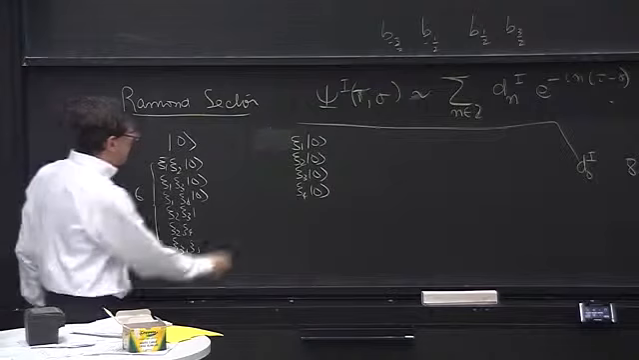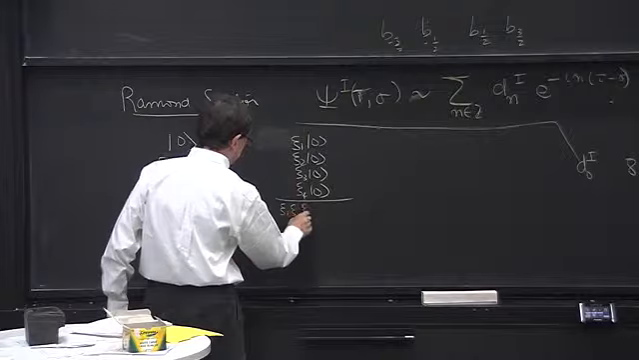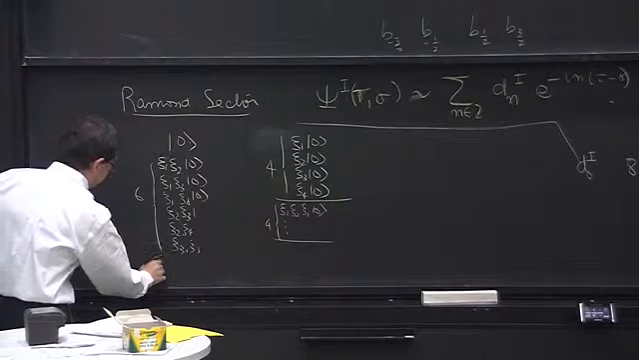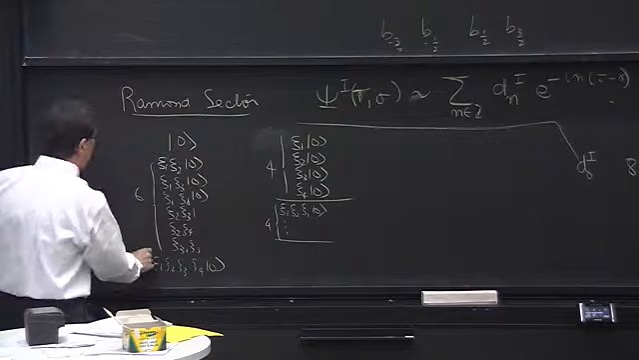And then I have the things with three of them acting on the vacuum, Xi1, Xi2, Xi3 on the vacuum. There are four of those. And there are four of here. And finally, I have Xi1, Xi2, Xi3, Xi4 acting on the vacuum. That's one state. Now, why do I list all of these states?